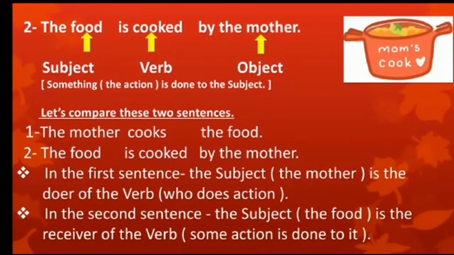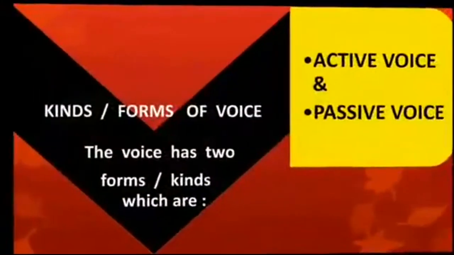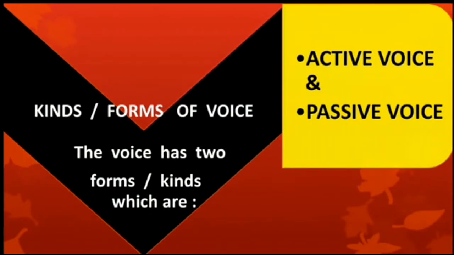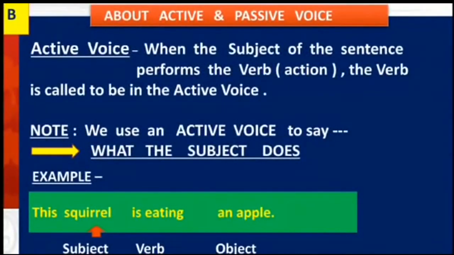When we compare these two sentences, we find that both the sentences mean the same thing, but with a difference. That is, in the first sentence, the subject is the doer, the performer of the verb. In the second sentence, the subject is the receiver of the verb. The voice has two forms, which are active and passive. Let's study about them, starting with the active voice.